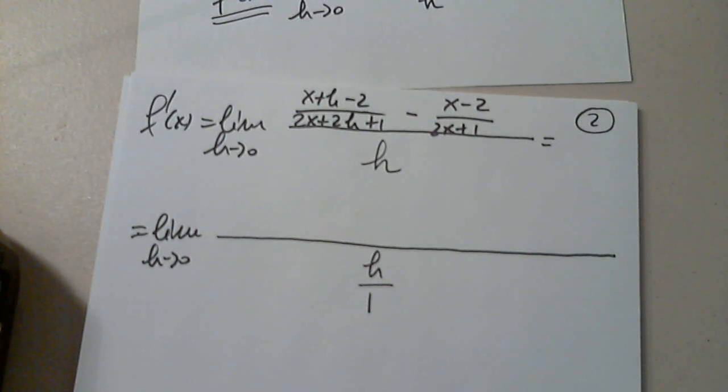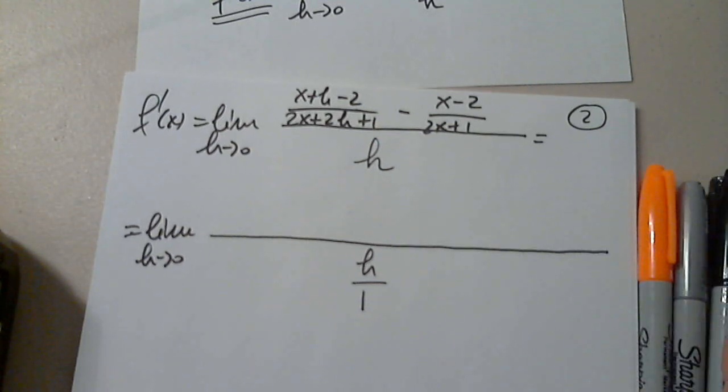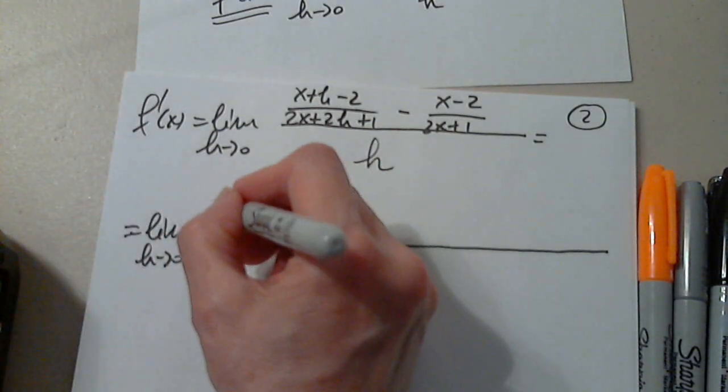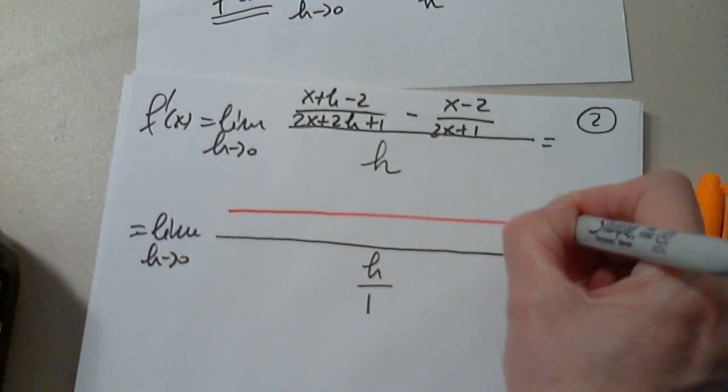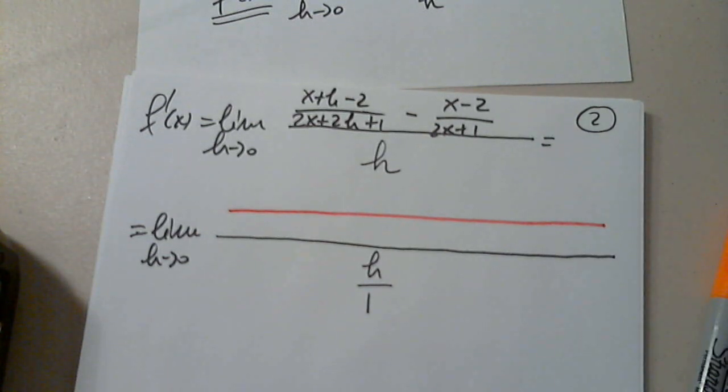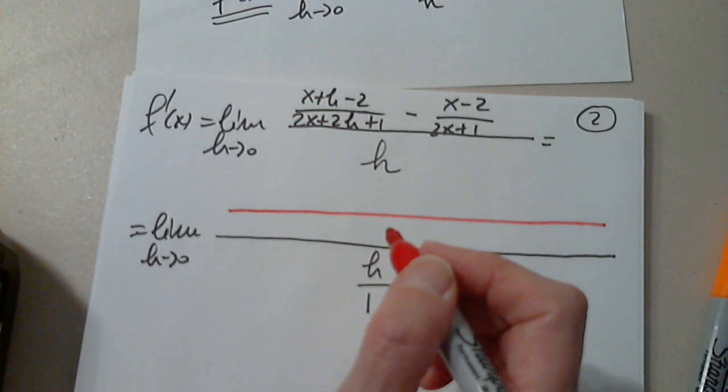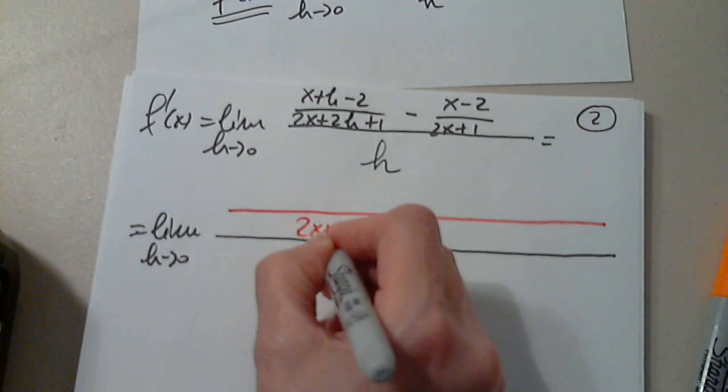So, can anyone tell us what is the next step? Cross multiply. You mean finding the least common denominator. I agree. What is the least common denominator? I agree. It's a different way of saying it. 2x plus 1. Okay.